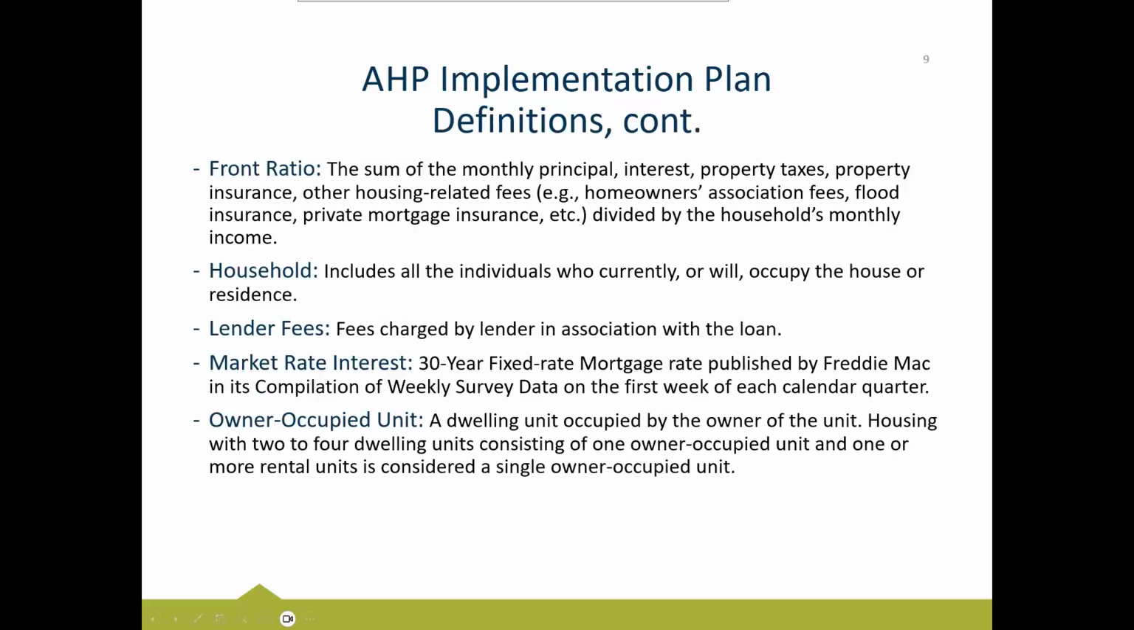All right, a couple more. I'm not going to go specifically through a lot of these. A lot of these are referring to guidelines for interest rate, front ratio, lender fees, things like that. Pretty basic definitions. But the one that I really want to cover here is the definition of household. So, household includes any individuals who currently or will occupy the house or residence. So this is really important when it comes to income qualifying a household.